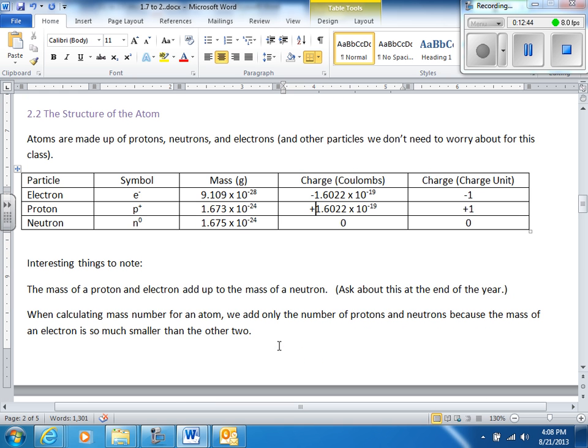I just talked about these interesting things to note. Mass number. When you calculate the mass number, not the total mass, but the mass number, we add protons and neutrons because the mass of the electron is so negligible compared to the proton and neutron. There is still that mass of the electron present, but the mass number is a whole number, and so these are clearly not whole numbers. We talk about mass number as the total number of protons plus neutrons.